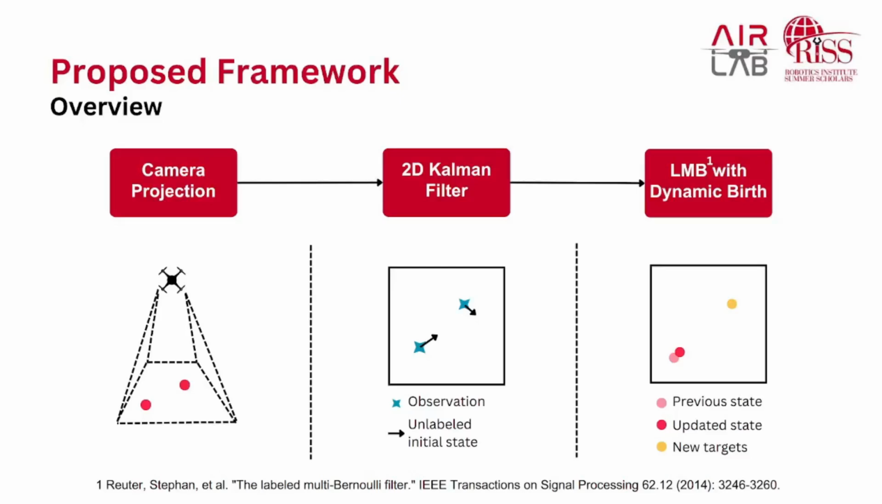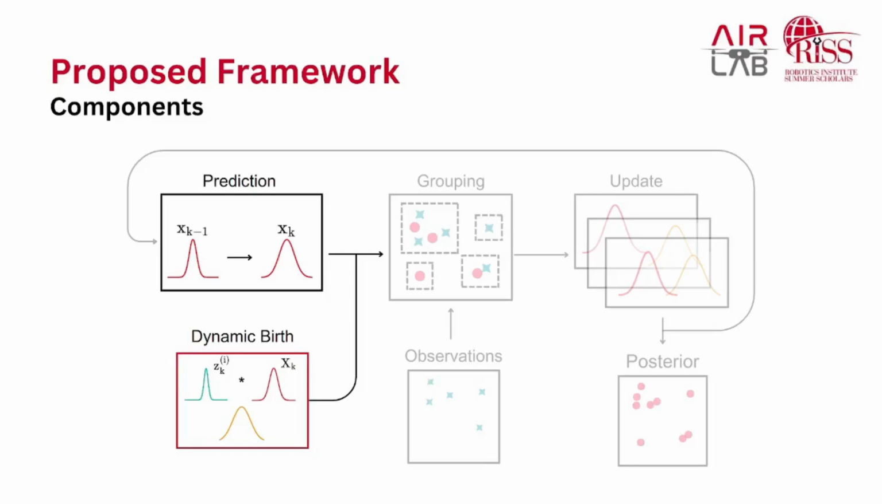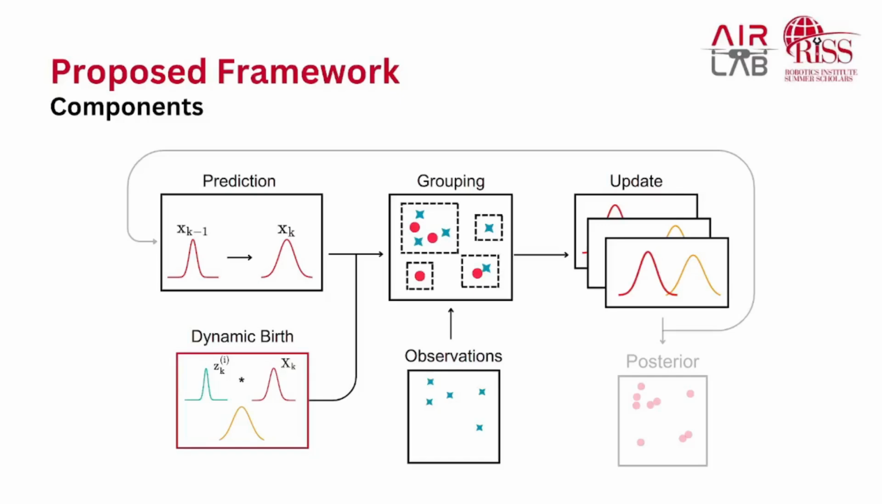And for the Labeled Multi-Bernoulli, we propose a dynamic birth model to generalize it to scenarios with limited field of view. Now, diving into the LMB, the first step is a prediction in which each object state is propagated using the object's motion model, and potential new objects are added using the dynamic birth. Second step is a grouping step in which the predicted object states and observations are separated into independent groups so we can perform the update in each group separately. Lastly, we perform the update in which the observations are combined with the predicted states to get more accurate estimations.